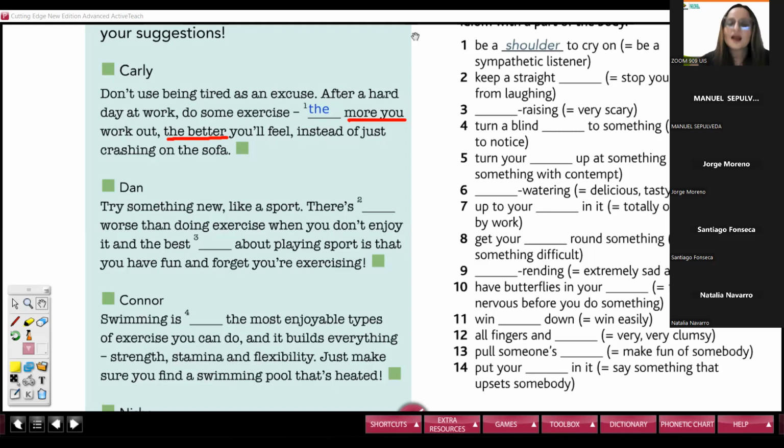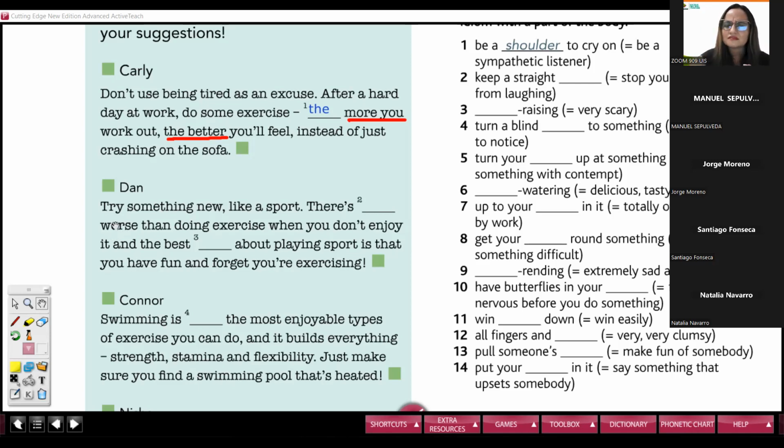Thank you, Jorge. Okay, so let's help Jorge find a word that we use here for the second one. There's worse than doing the exercise. Okay, let's try to analyze. If we have worse, and that is the comparative form of the adjective bad, yeah, we cannot have the article because articles do not go with comparatives. They go with superlatives, right? So we cannot say there's the worst. So that's not the case.